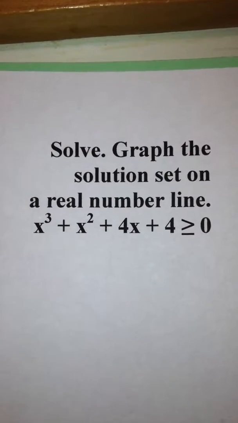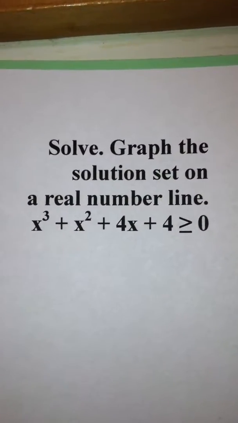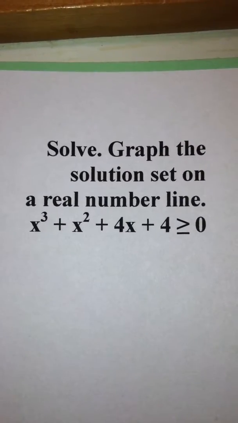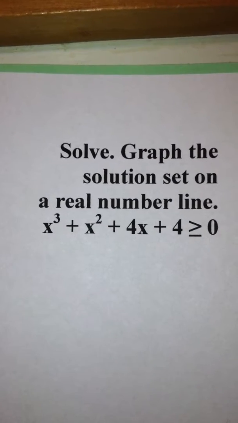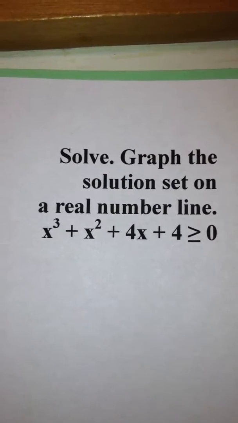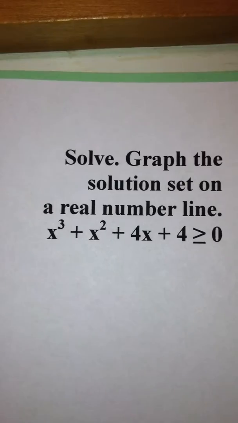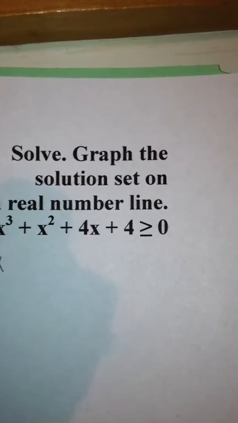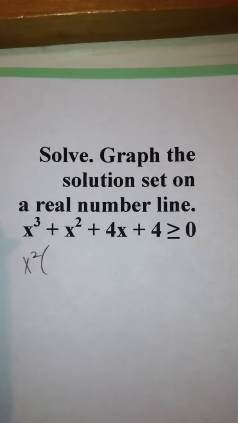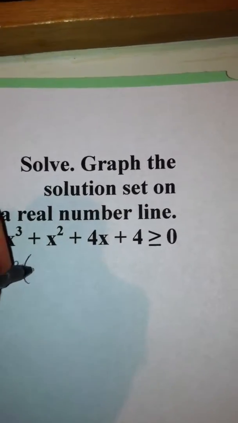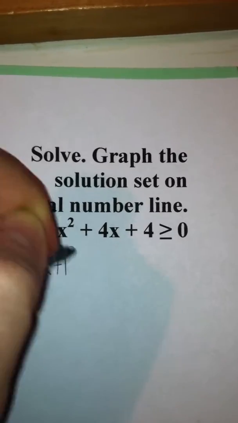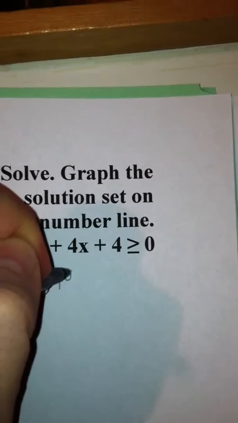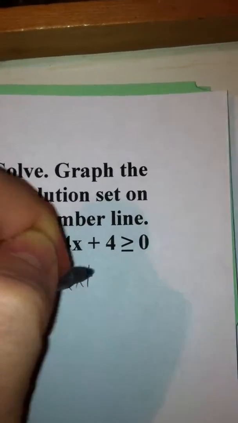To solve this polynomial inequality, we need to factor the left-hand side by grouping. We don't need to move anything because our left-hand side and 0 is by itself. So if we factor by grouping, we have x squared. We took out an x squared from the first two terms, leaving us with x plus 1. And the last two terms have a 4 in common, also leaving us with x plus 1.